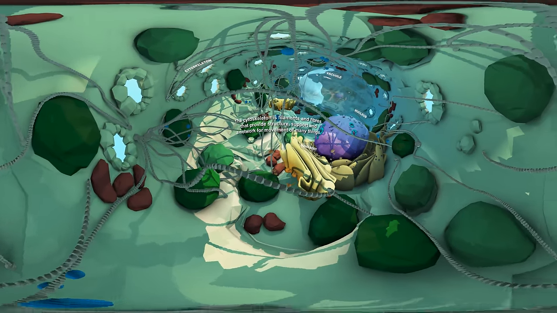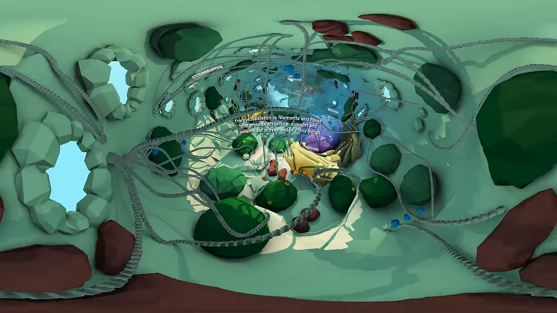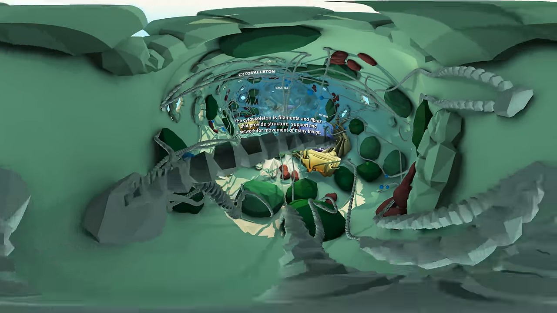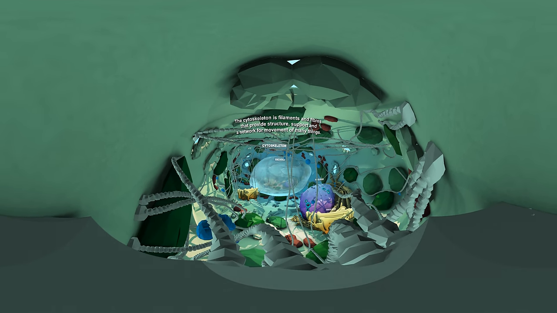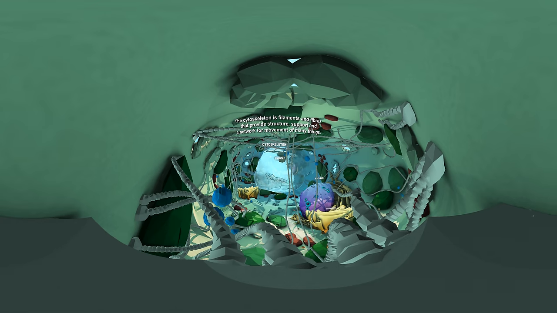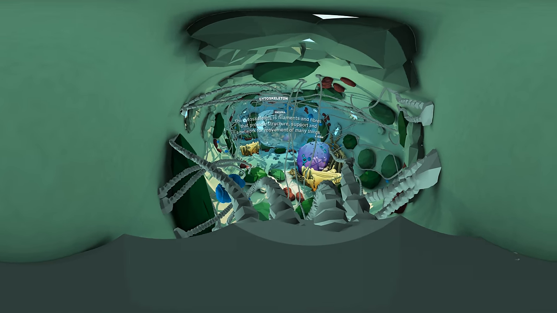The cytoskeleton, or cell skeleton, is a web of many filaments and fibers that crisscross the internal space of a cell, providing both structure and support, and creating a network of highways along which many things inside of the cell can travel.